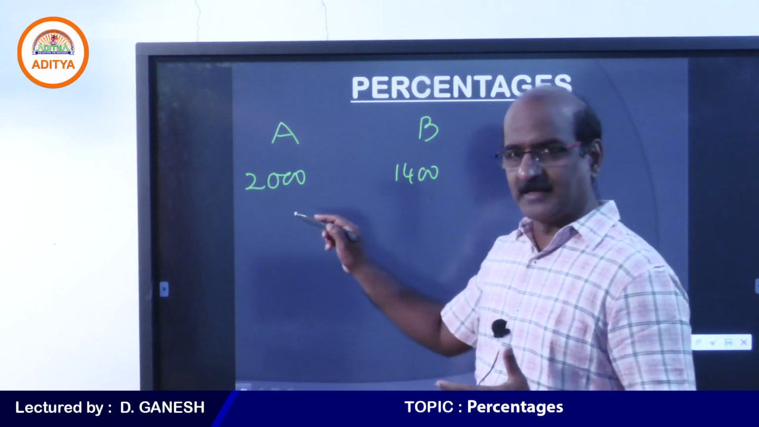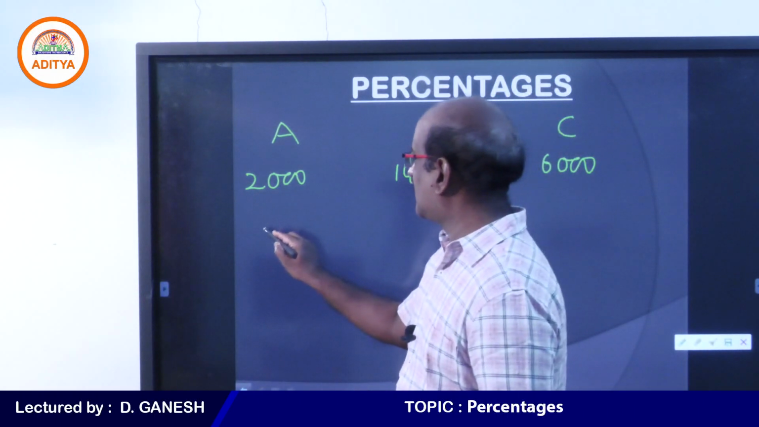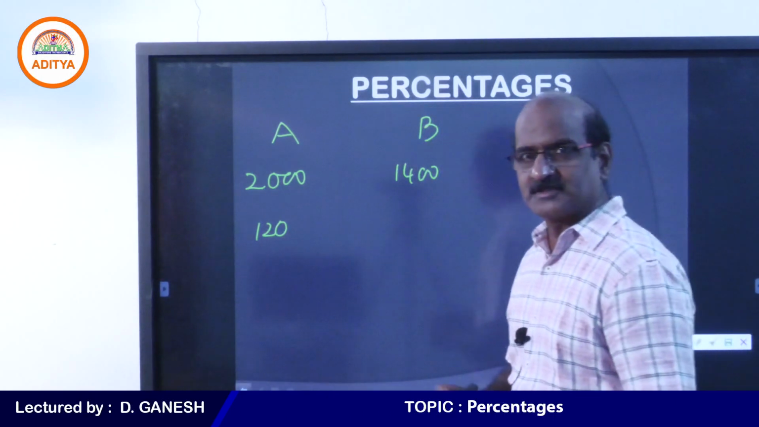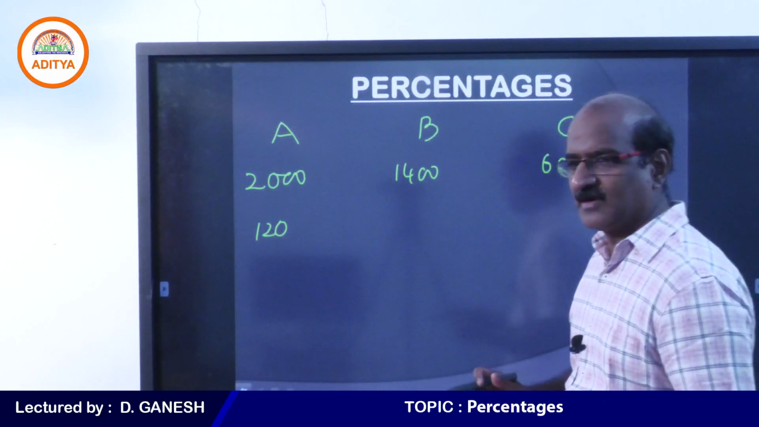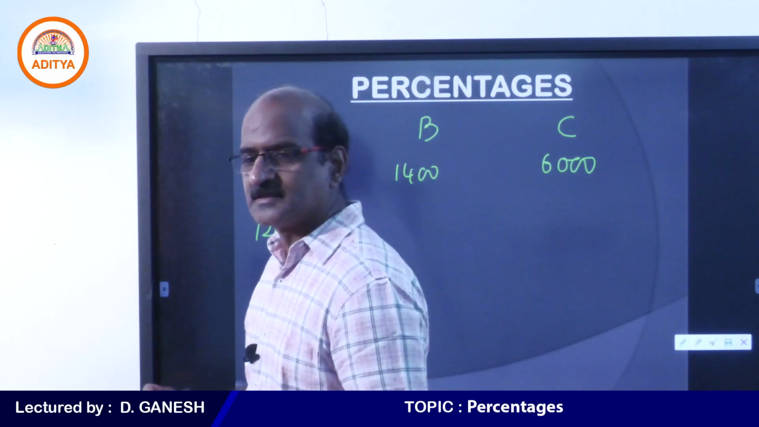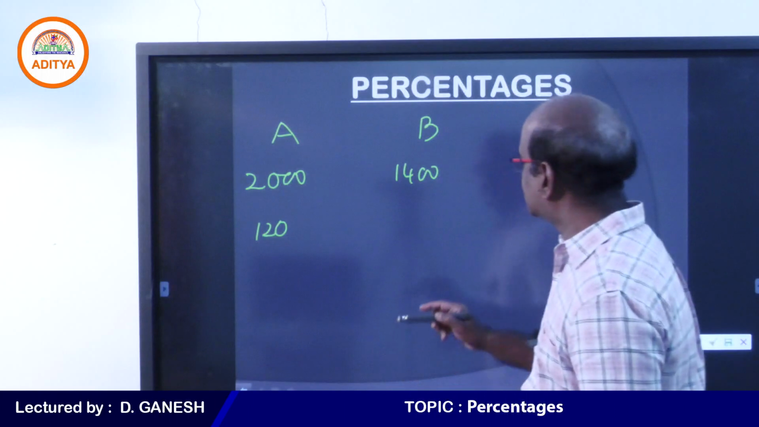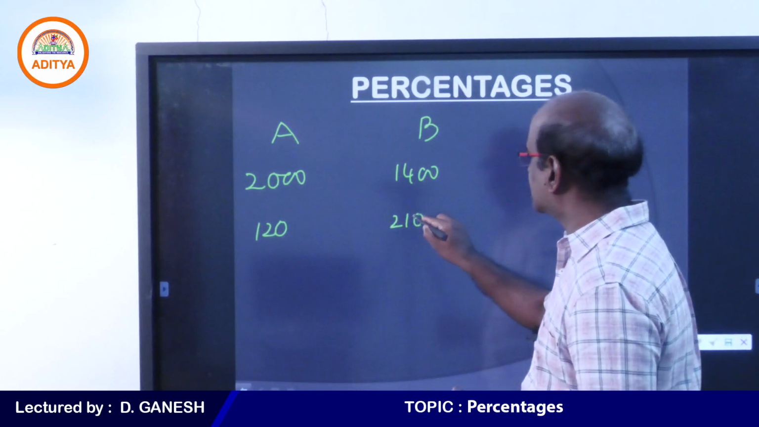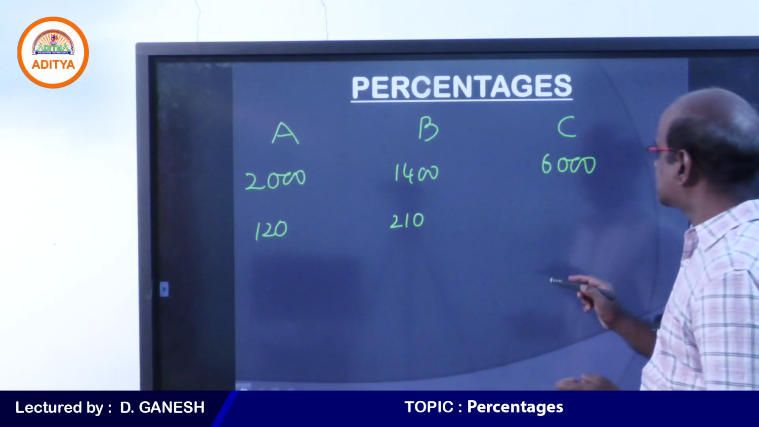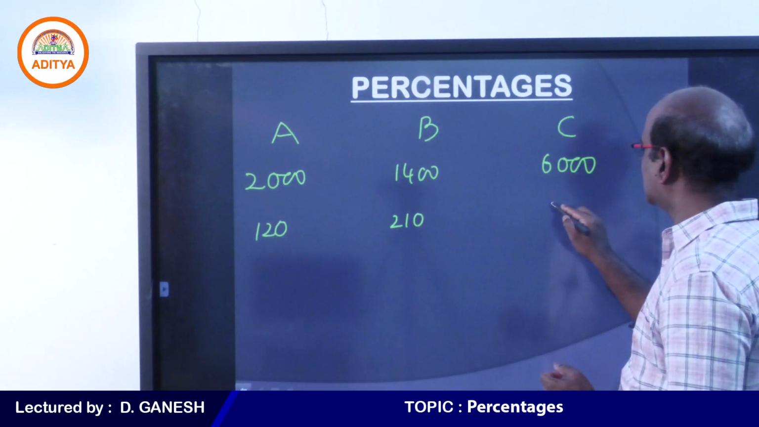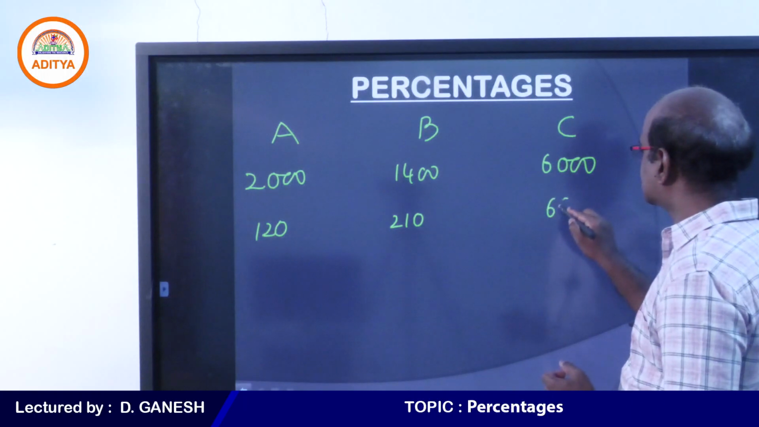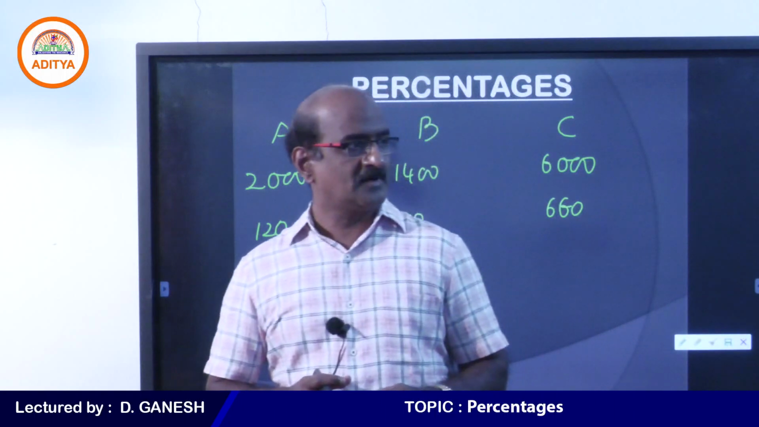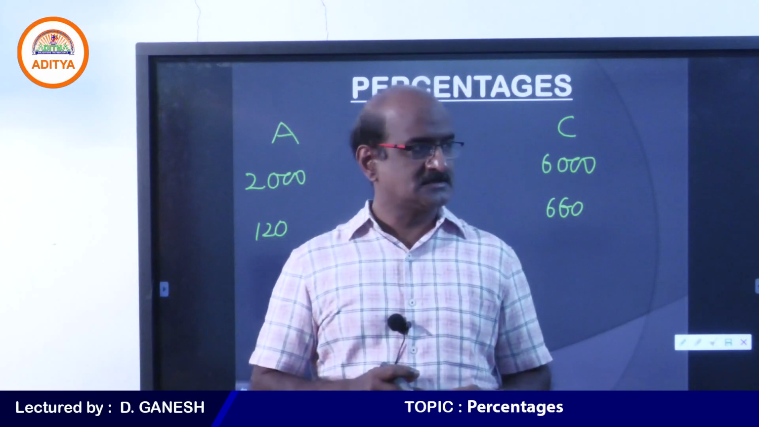In city A, we identified 120 corona cases. Please look at that, my dear students. In city B, we have identified 210 corona cases. In city C, we have identified something around 660 corona cases. So these are the different corona cases in these 3 cities.